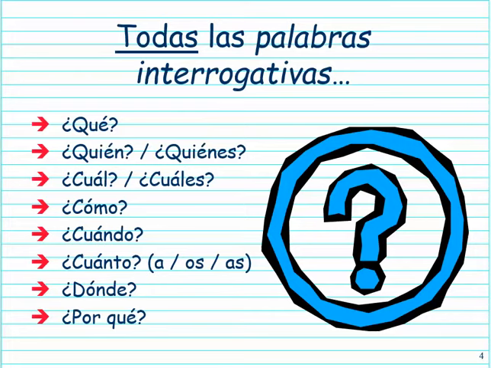You have ¿qué?, ¿quién?, ¿quiénes?, ¿cuál?, ¿cuáles?, ¿cómo?, ¿cuándo?, cuánto, which can also be cuánta, cuántos, or cuántas, and dónde and por qué.